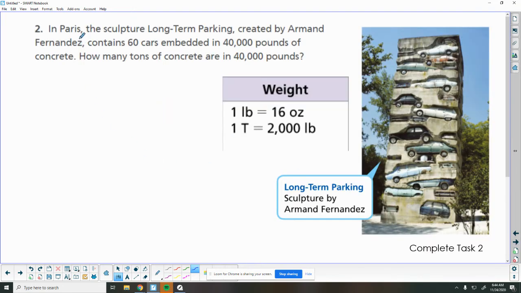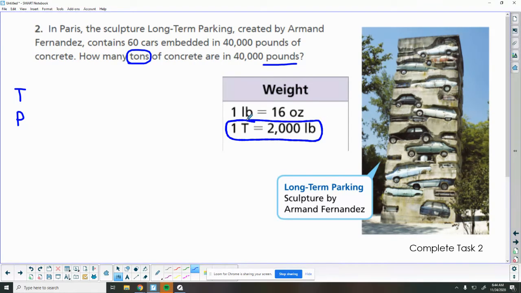Hey, so task 2 tells us that in Paris, the sculpture long-term parking created by Armand Fernandez contained 60 cars embedded into 40,000 pounds of concrete. How many tons of concrete are in 40,000 pounds? So here I heard we're looking for tons when we have pounds. So I know the things I'm comparing are tons and pounds. So on our conversion chart here, I'm looking for tons and pounds.